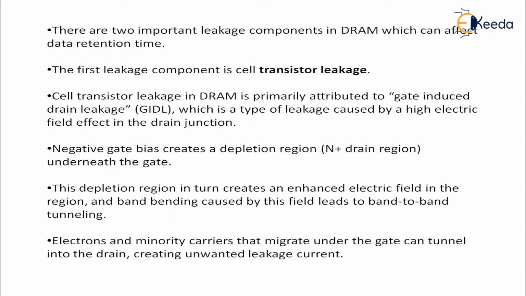Because of that, a depletion region will be created, and that is going to be formed inside your drain region and under the gate. The depletion region will have minority carriers as well as electrons, and that is tunneling inside the drain. Because of the movement of electrons, we are getting unwanted leakage current, which happens because of the high electric field effect in the drain region. So this is the principal component of the charge leakage inside your DRAM.